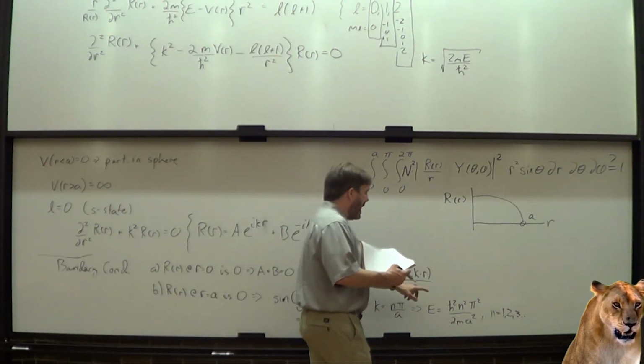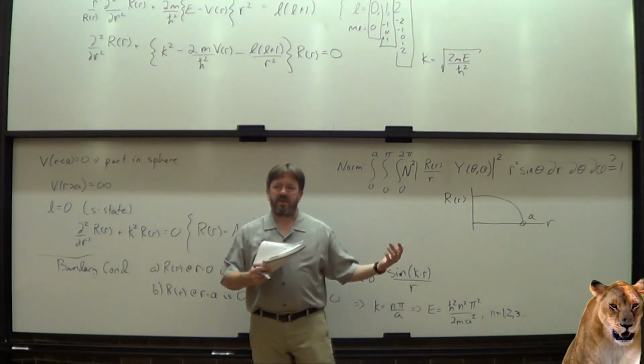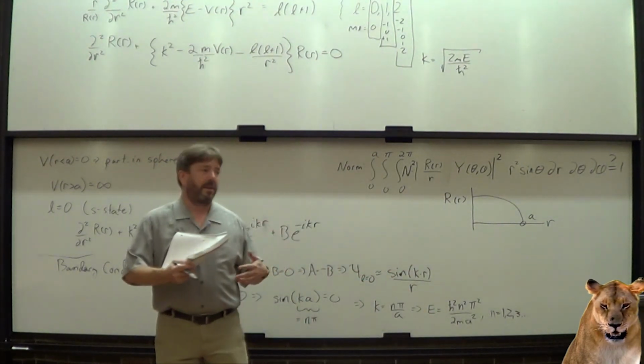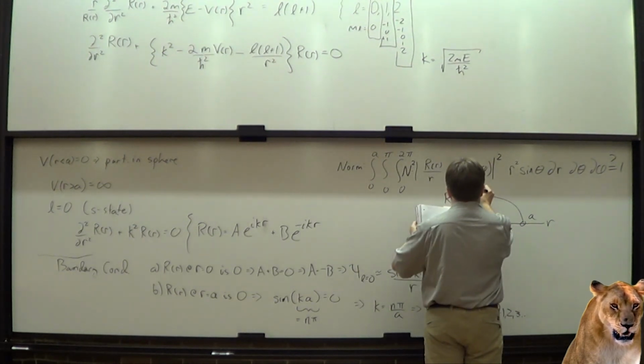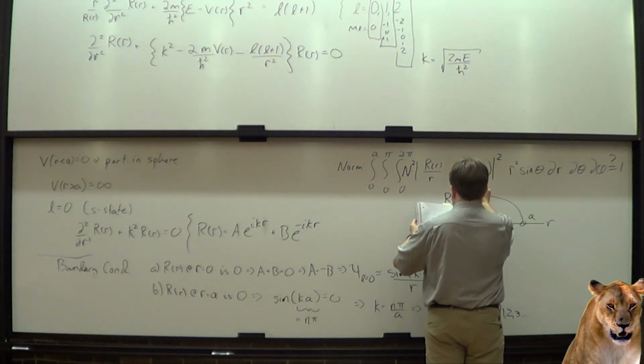Okay, now I've just drawn a 1s state, but you can have a 2s state and a 3s state. And the way those would look, I actually bothered to plot them on my computer so that I wouldn't have to wing it.